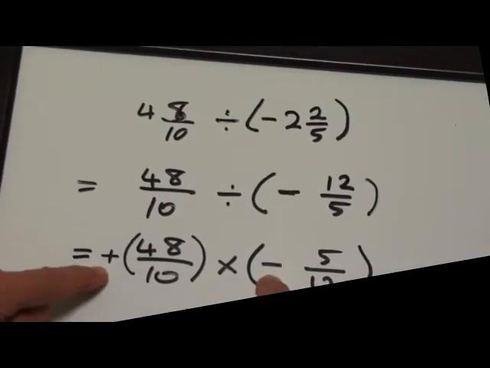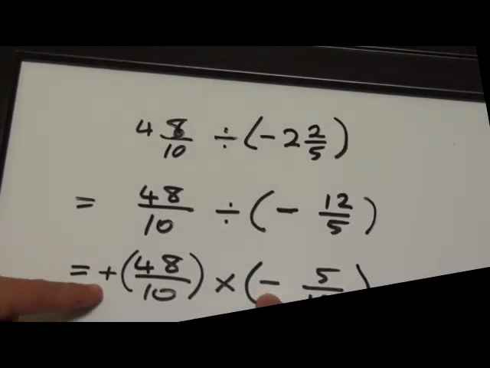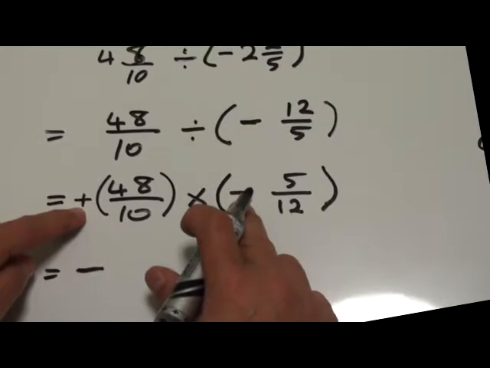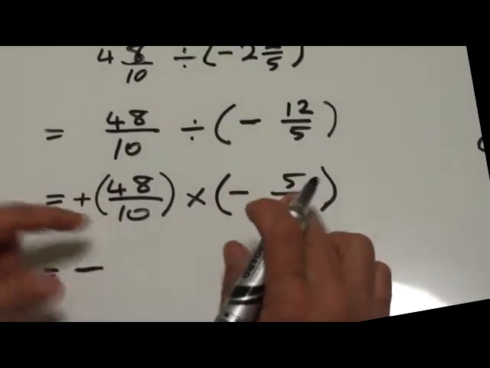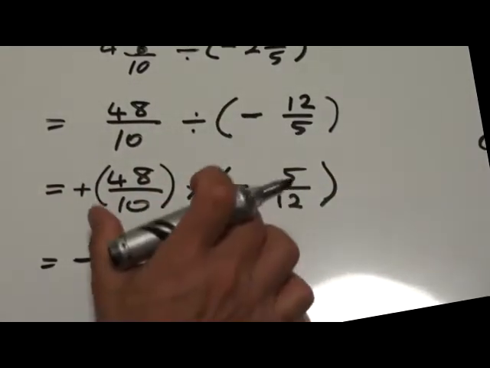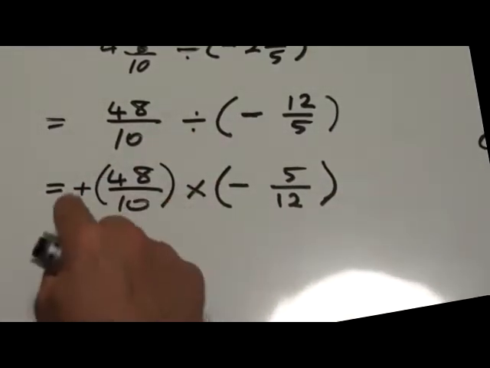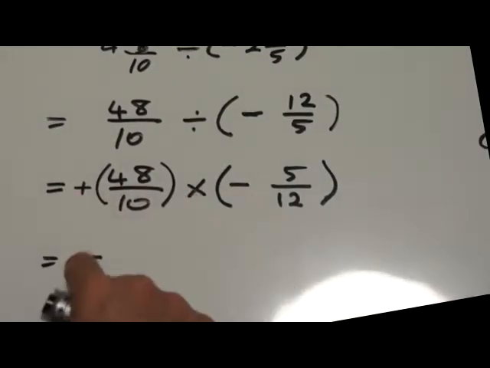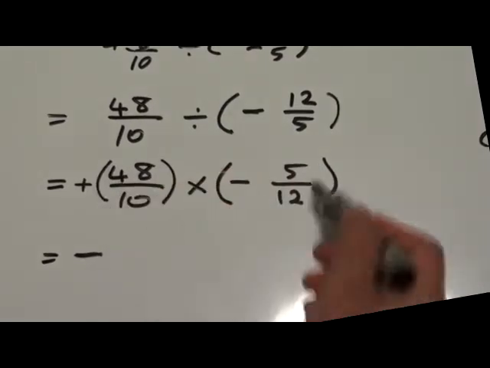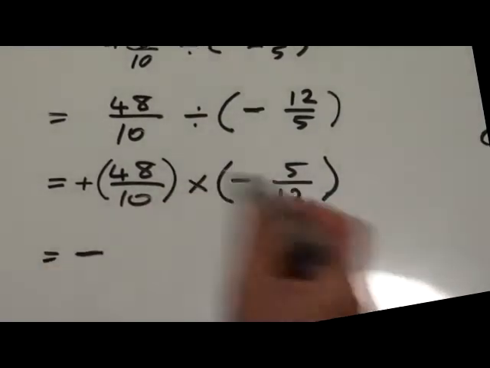You always do your signs first. When you do your signs first, that means you'll never forget about it. If you leave your sign to the end, you'll do the mathematics, you'll solve the problem, but you'll forget about the sign. Always do the sign of your problem first. So a positive times a negative gives us a negative. Now we can forget about the signs. Now let's just do the mathematics. Now we look at the numbers.